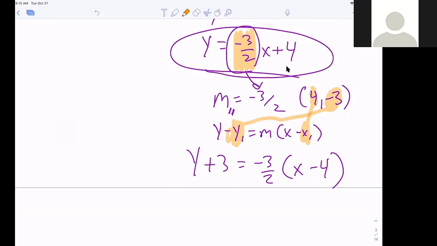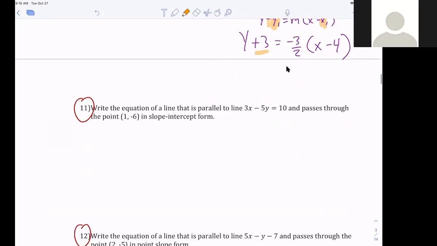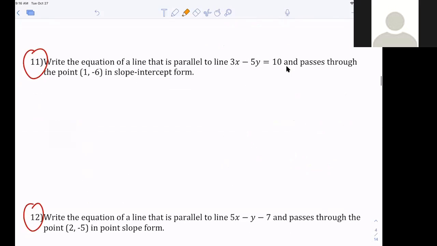You good? You all right? Yeah, the plus 3 is not the y-intercept. There's no y-intercept involved. It's plus 3 because it's y minus this y value up here, which is negative 3. It's the point that's on the line. The reason why it's not the y-intercept is because the x is not 0. Just follow along. All right.